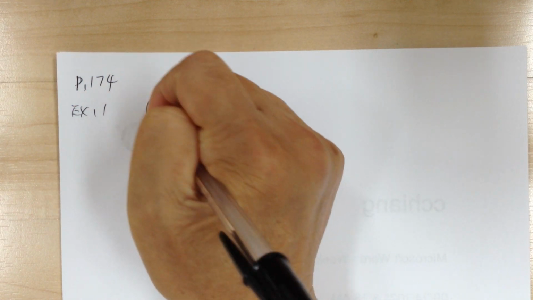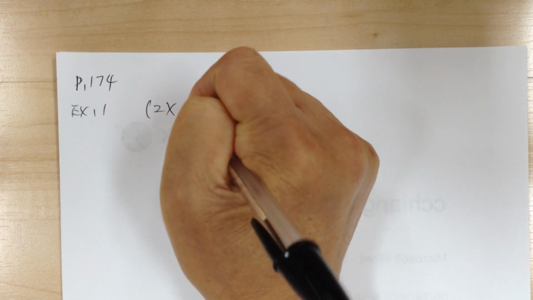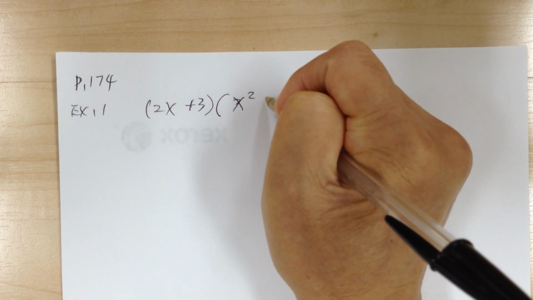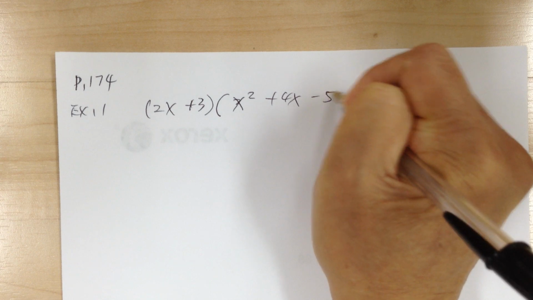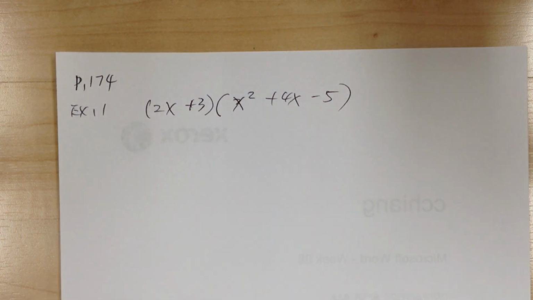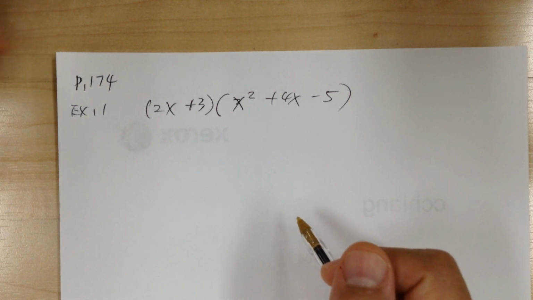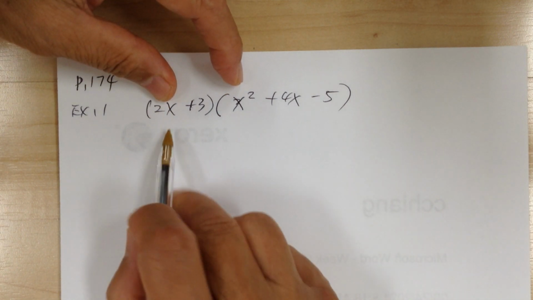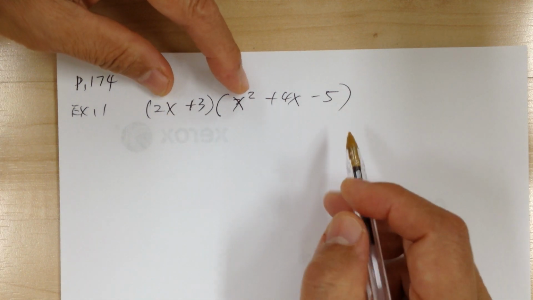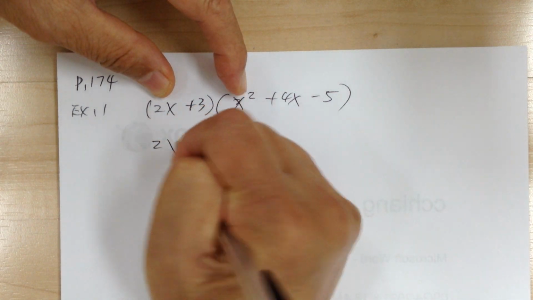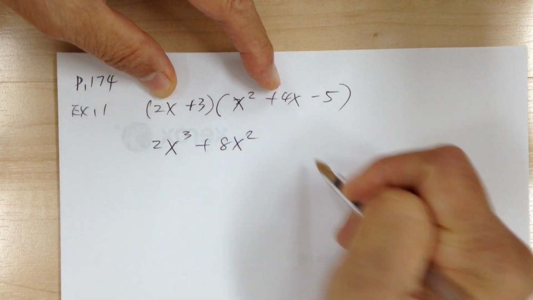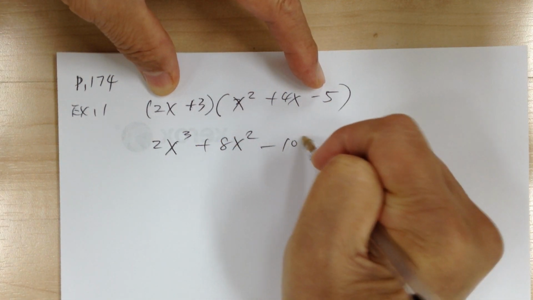You want to multiply 2x plus 3 times x squared plus 4x minus 5. When you multiply, you have to do the distribution. So use the first term to multiply each one of these. This will give me 2x cubed, and the next one would be plus 8x squared. The next one would be minus 10x.